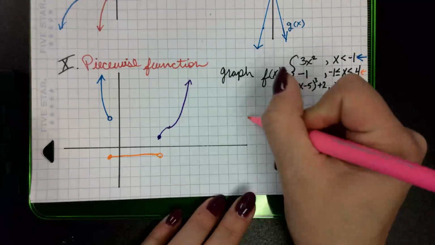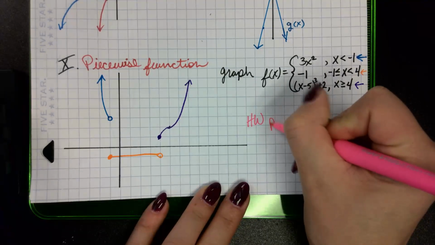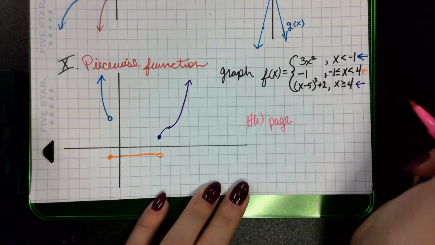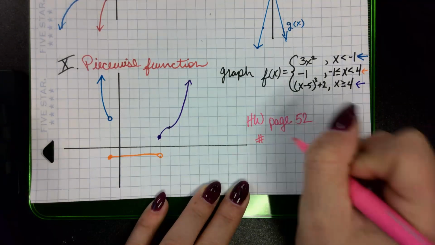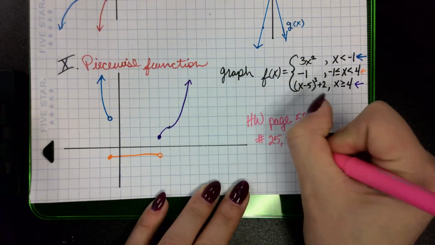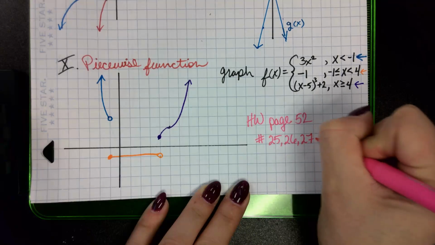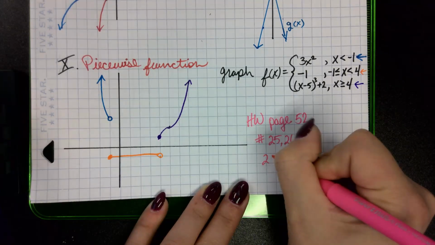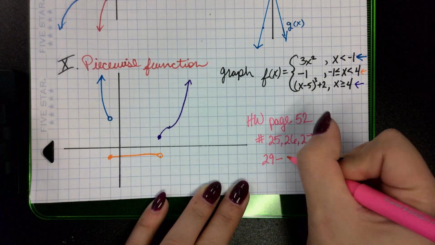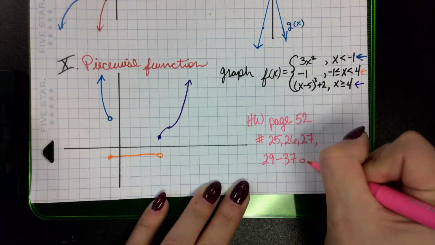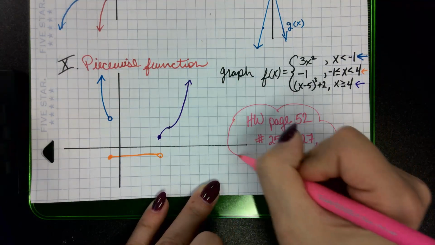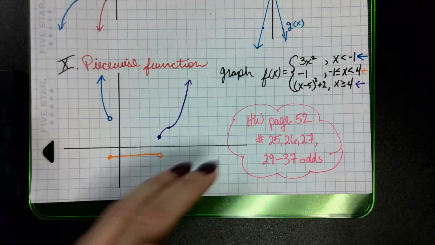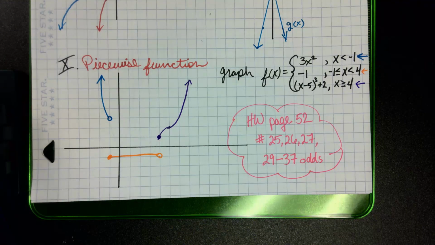All right, so your homework assignment is on page 52. You're going to do numbers 25, 26, 27, and then 29 through 37, odds only. And this is graphing, so you will need to make sure you're doing nice, neat graphs and doing it properly.